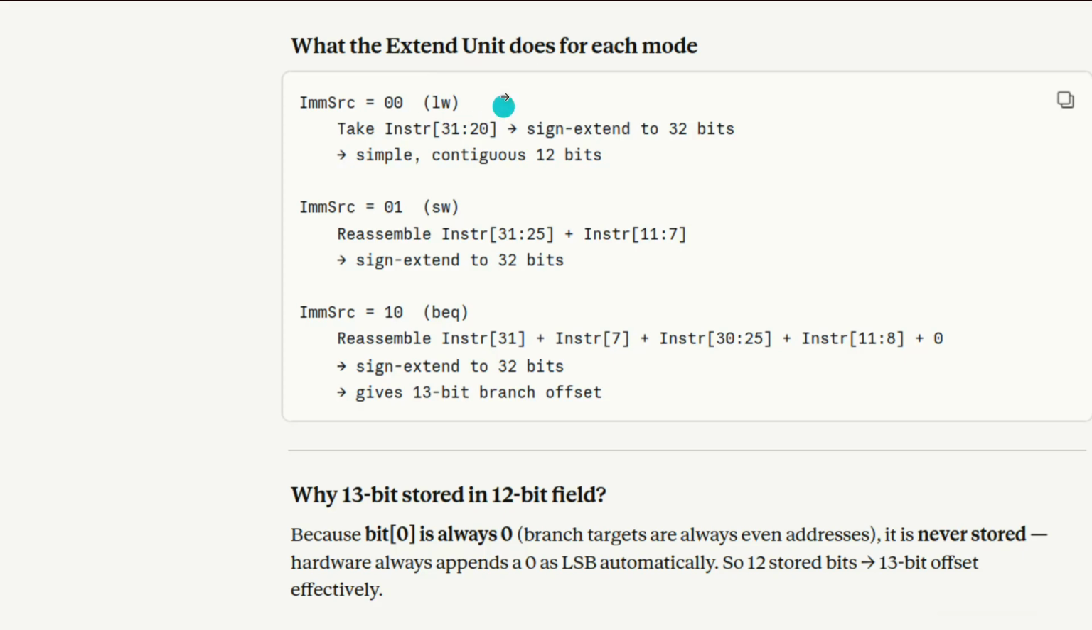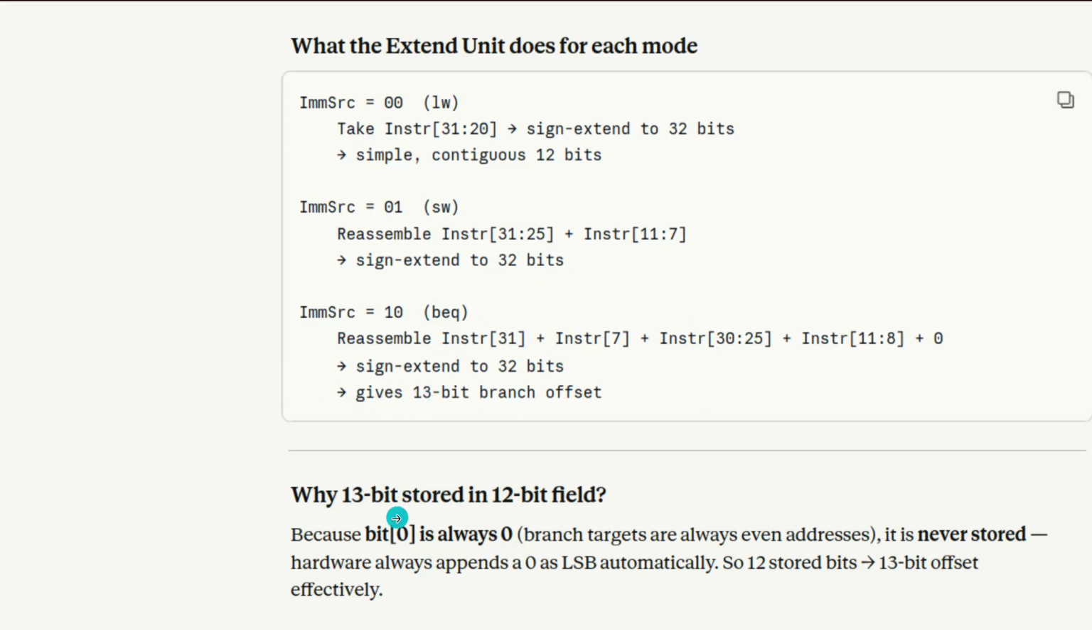So for load the immediate SRC value was 00, because it was a single contiguous 12-bit field, all of them together. For store it was 01, because the bits are split in two places, so we have to reassemble them. Now the immediate SRC for branch is 10, because in 4 locations the bits are split, so we have to again reassemble them.